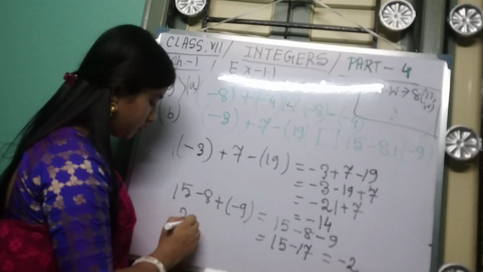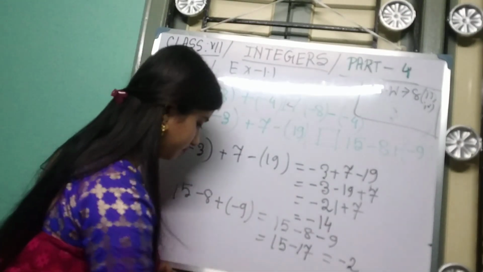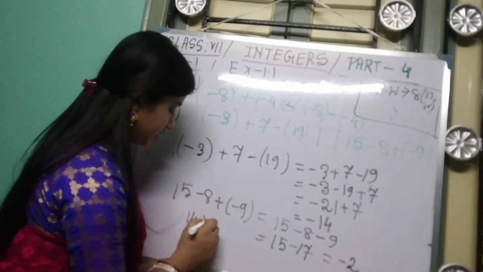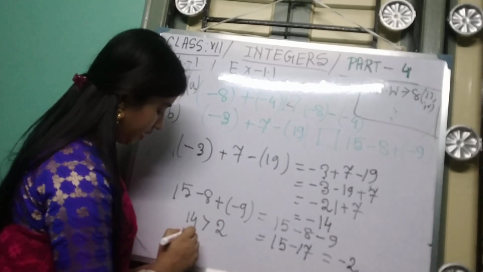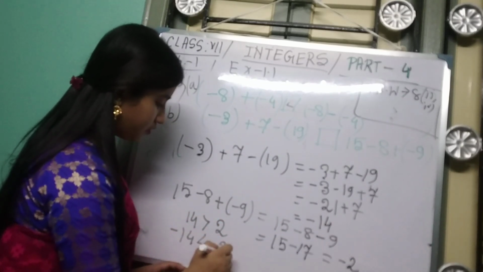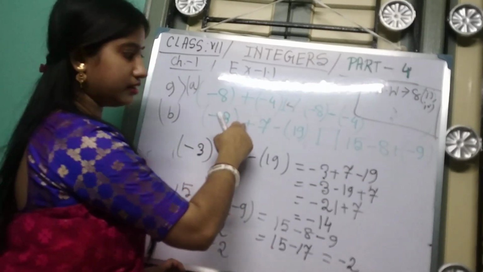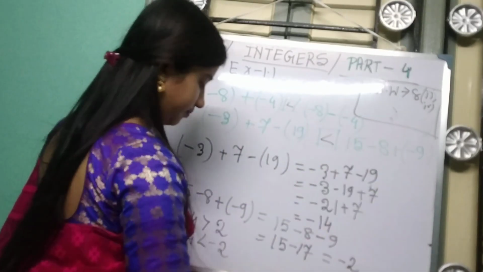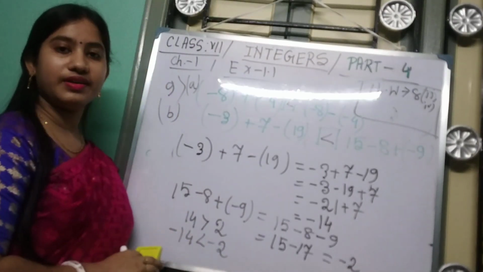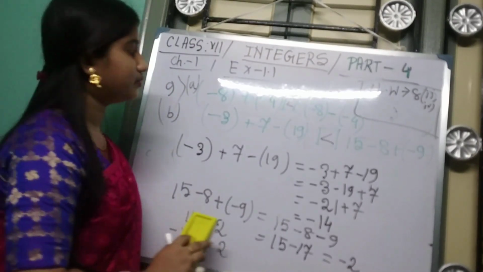Now 14 is greater than 2, so -14 is less than -2. So this is less than this, because -14 is less than -2.